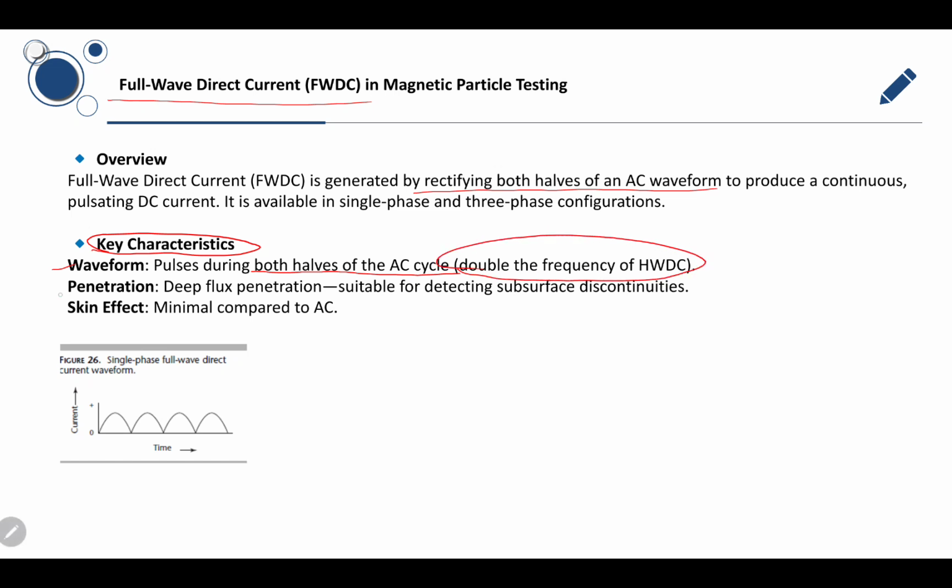The next one is penetration. It offers deep flux penetration, making it suitable for detecting subsurface discontinuities. Next one is skin effect. It exhibits minimal skin effect compared to AC. This is a full wave direct current.